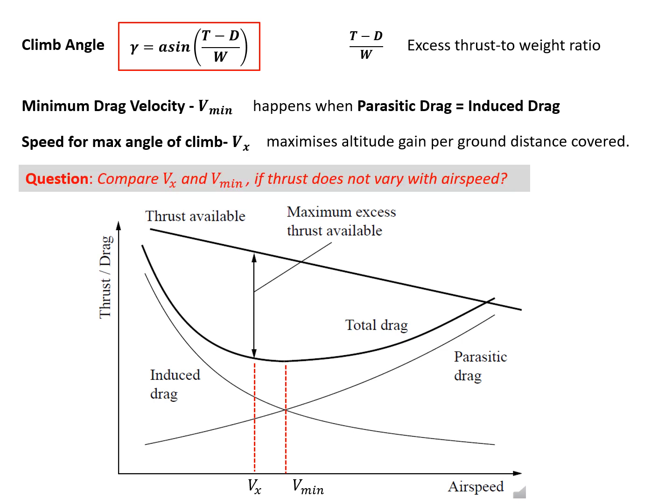Now we have a question. If the thrust does not change with airspeed, let's compare Vx and V minimum. I give you a few seconds to consider. You can see from the graph that the thrust decreases with airspeed, and Vx is smaller than V minimum. But what if the thrust is constant? That can be assumed, as we did earlier in the example. What happens to Vx and V minimum? The answer is V minimum equals Vx.